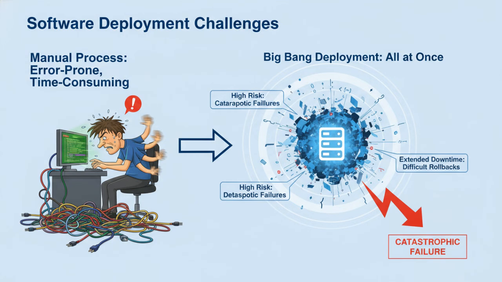A common strategy from that era was the Big Bang deployment, where all changes for an application were accumulated and then deployed all at once, typically after hours or over weekends. While seemingly efficient, this approach carried immense risk. If something went wrong, debugging and rolling back was a nightmare, often leading to extended periods of downtime.